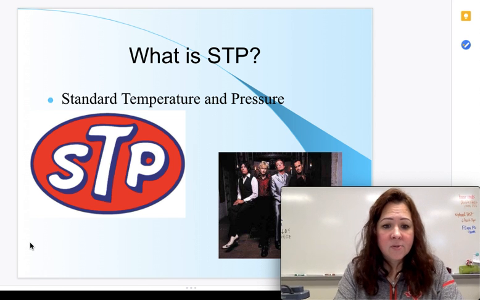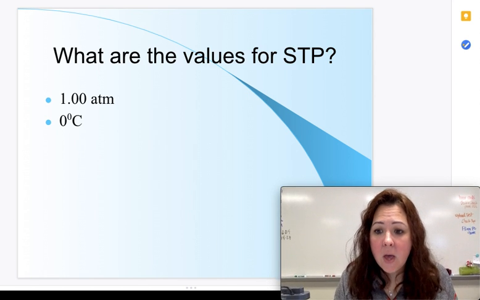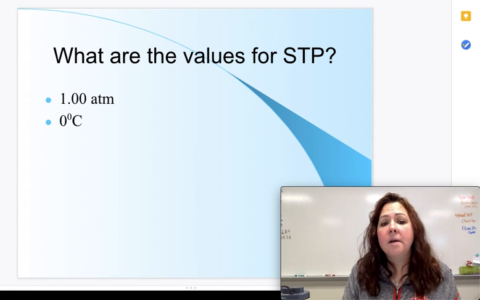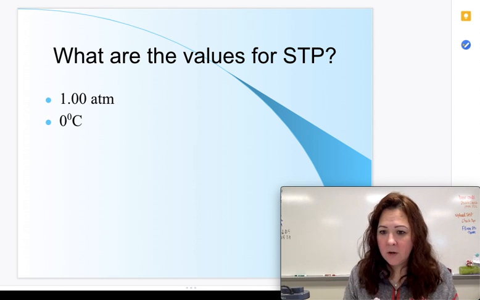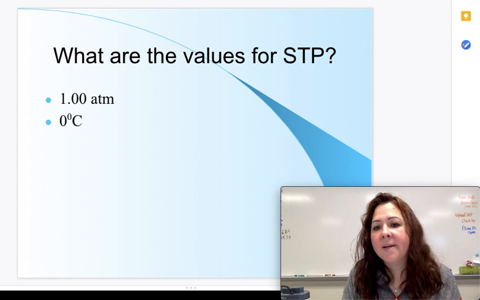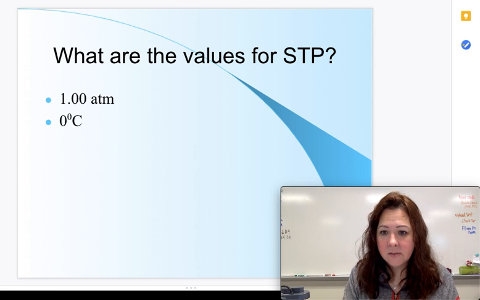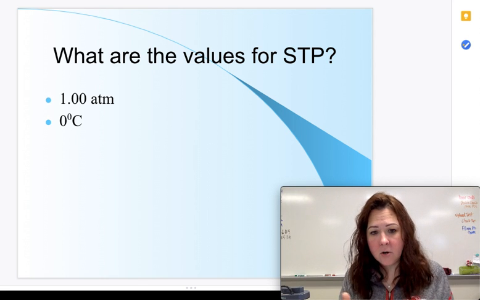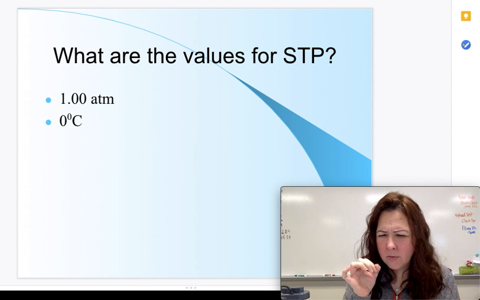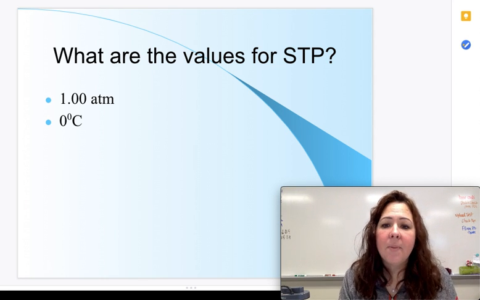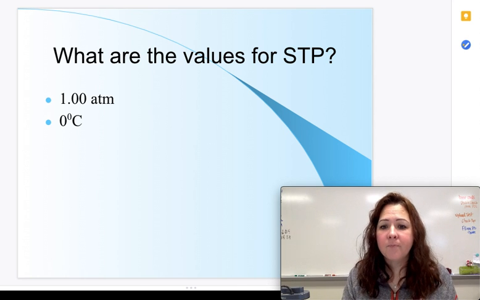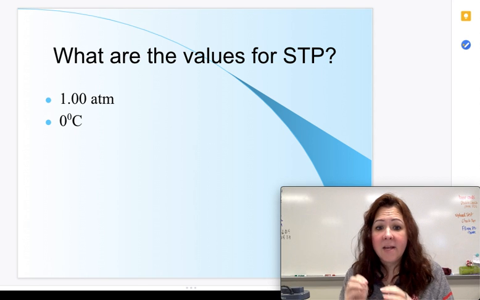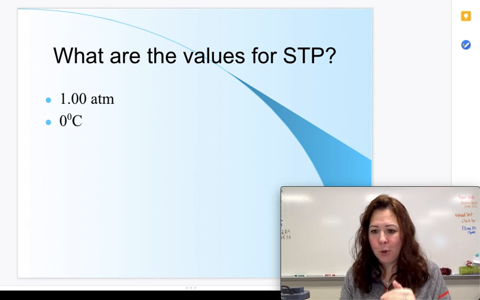Now those values that you're going to use for STP: standard temperature is 0 degrees Celsius. We'll have to convert to Kelvin like we're going to talk about in a little bit, but standard temperature is 0 degrees Celsius. Standard pressure is 1 atm, which is about what we're at here in Houston. We're a hair higher than that because we're not quite at sea level. But anytime you see standard temperature and pressure, it is 1 atm for your pressure and 0 degrees Celsius, so colder than room temperature.